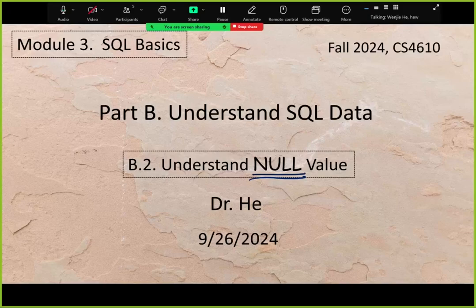It's different from Java and C++. You may have some experience using the null value, right? Typically, before you instantiate an object, your object takes this null value. But in SQL, the understanding of this special null value is quite different from the object-oriented programming null value.